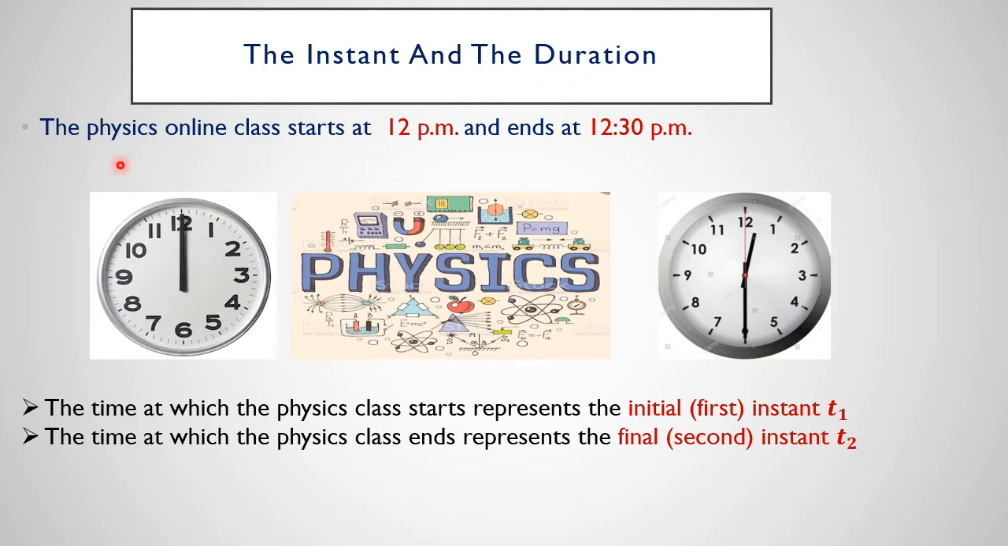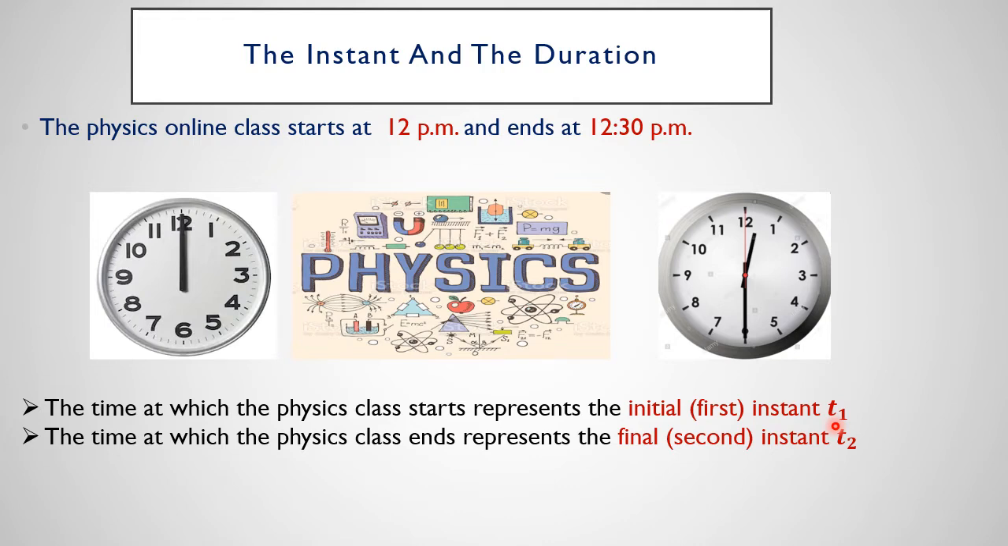We have an example. The physics online class starts at 12 p.m. and ends at 12:30 p.m. So the physics period starts at 12 p.m. and ends at 12:30 p.m. The time at which the physics class starts represents the initial or the first instant denoted by T1. So the time where the physics period starts, which is 12 p.m., represents the initial instant.